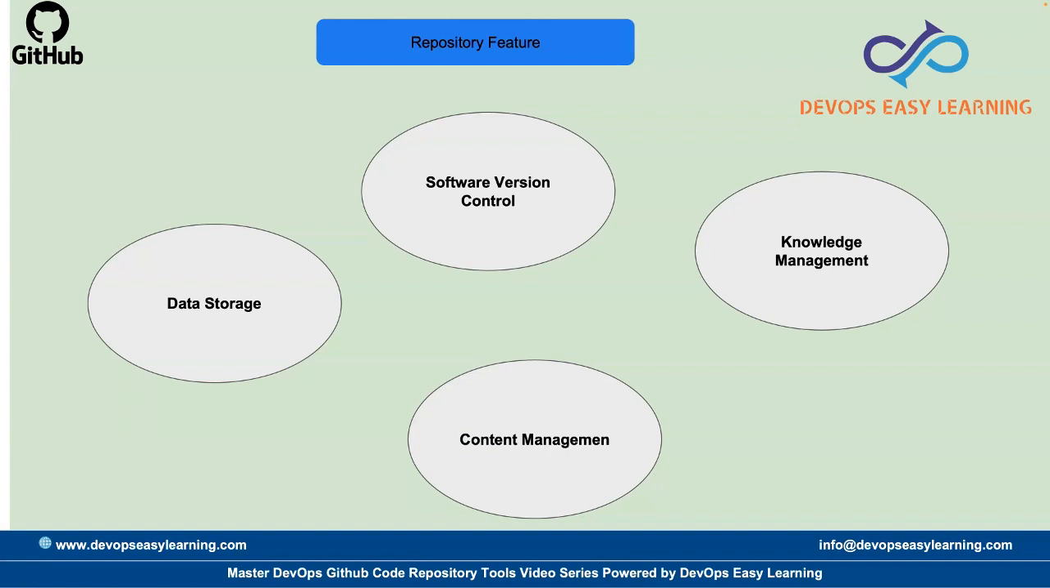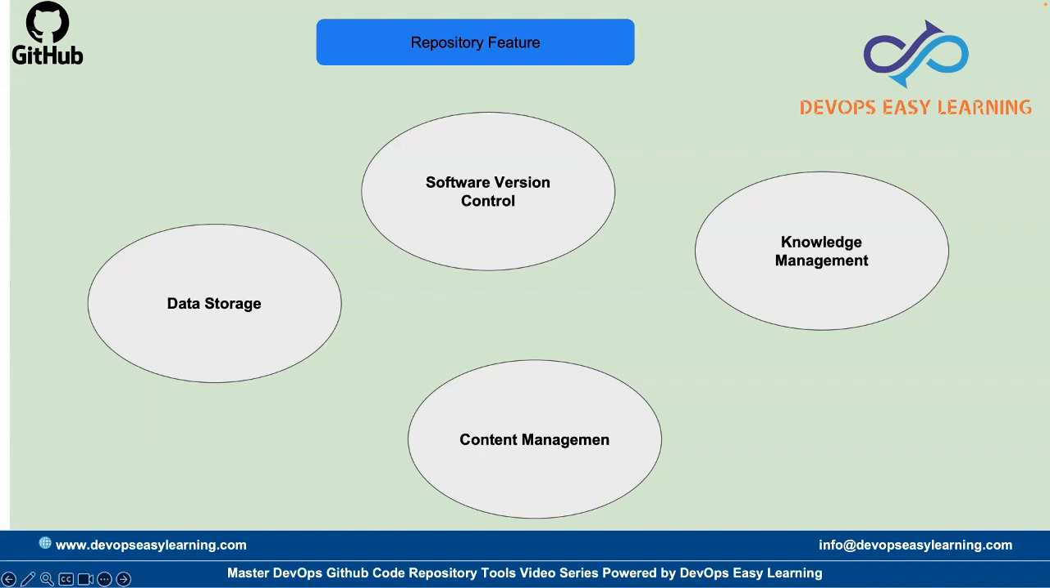So in simple terms, a repository is just a place where we store data, and this data can be a file, a directory, images, audio, video, anything. It's just a place where we store stuff on GitHub.